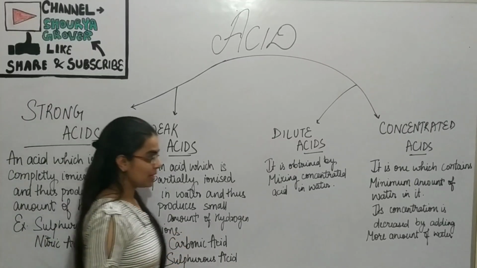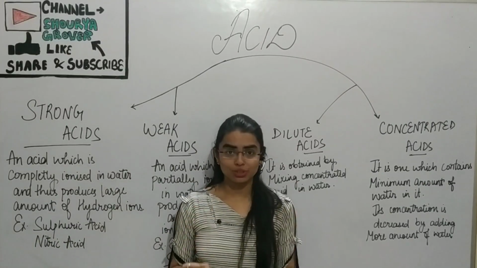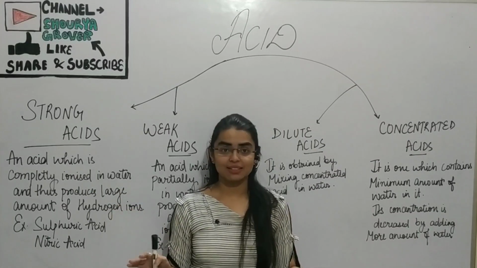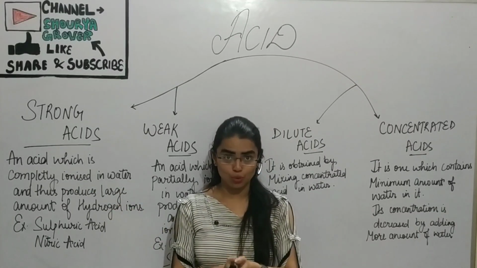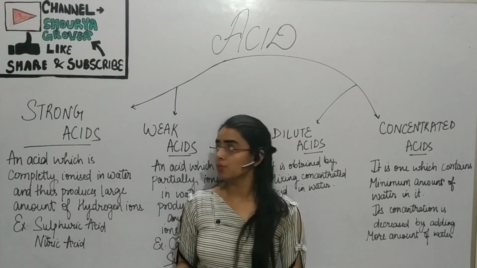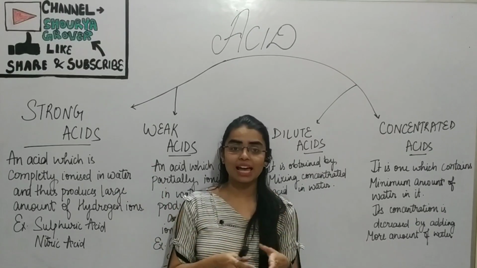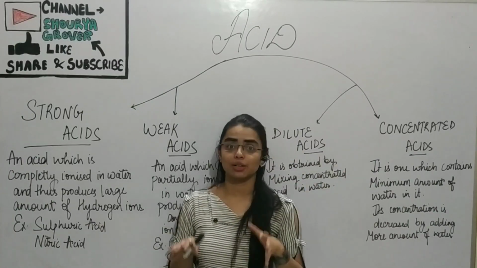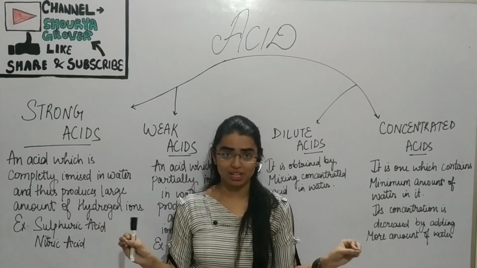Now the video is complete. Hope you know the types of acid, which are based on three categorizations. First I explained based on the source, that was the organic acids and the mineral acids. The second one was based on the strength, that is the strong acids and the weak acids. And the last one was based on the concentration, that was the dilute acids and the concentrated acids.